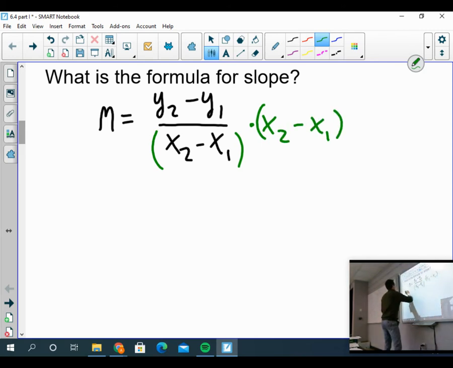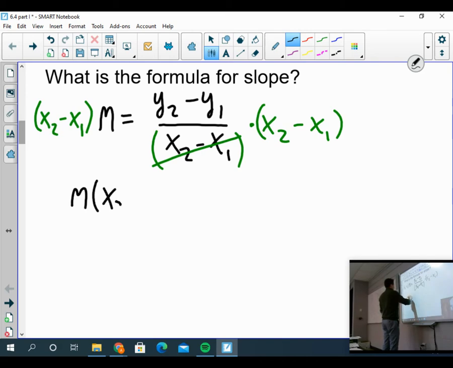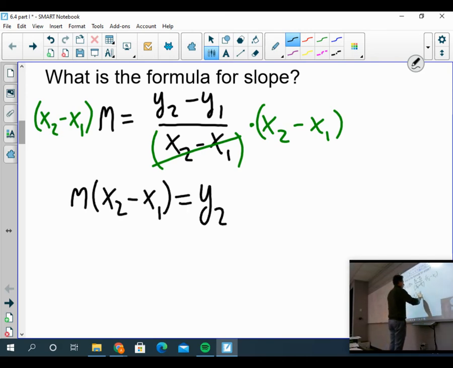Might look a little weird because we're doing it all with variables, but we've done this type of algebra before. The whole right side's being divided by x2 minus x1. So if I multiply both sides by x2 minus x1, I can move it to the other side. When I do this, I end up with m times x2 minus x1 equals y2 minus y1. Now I'm going to do a little manipulating and rewriting here.